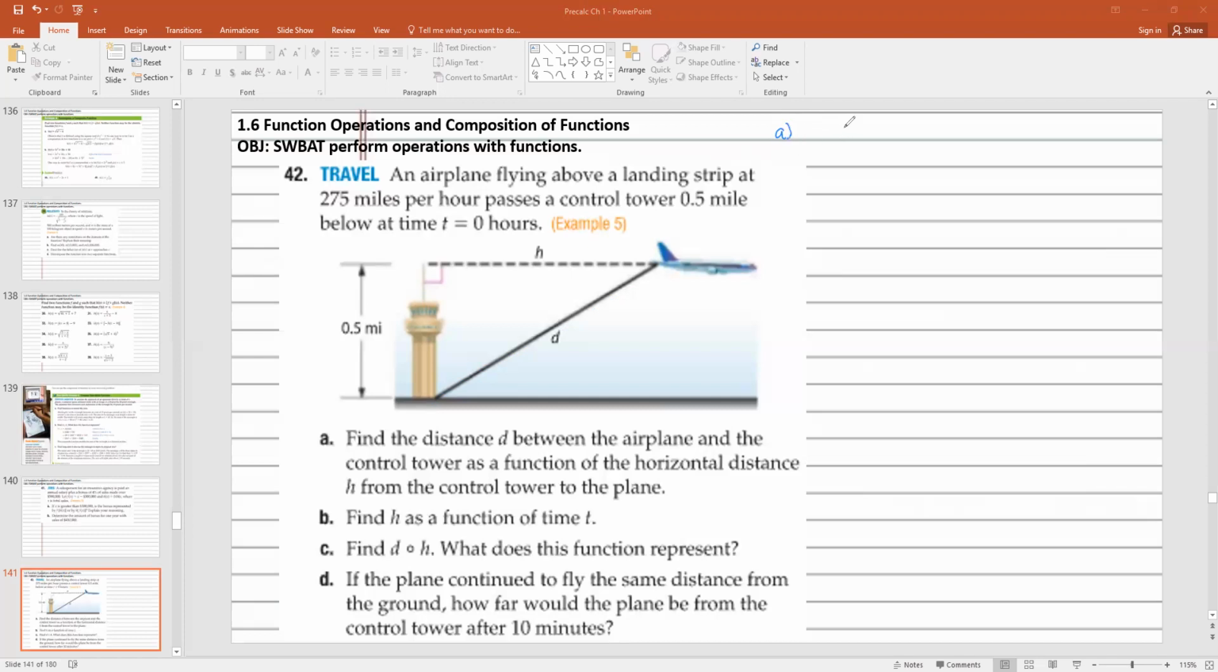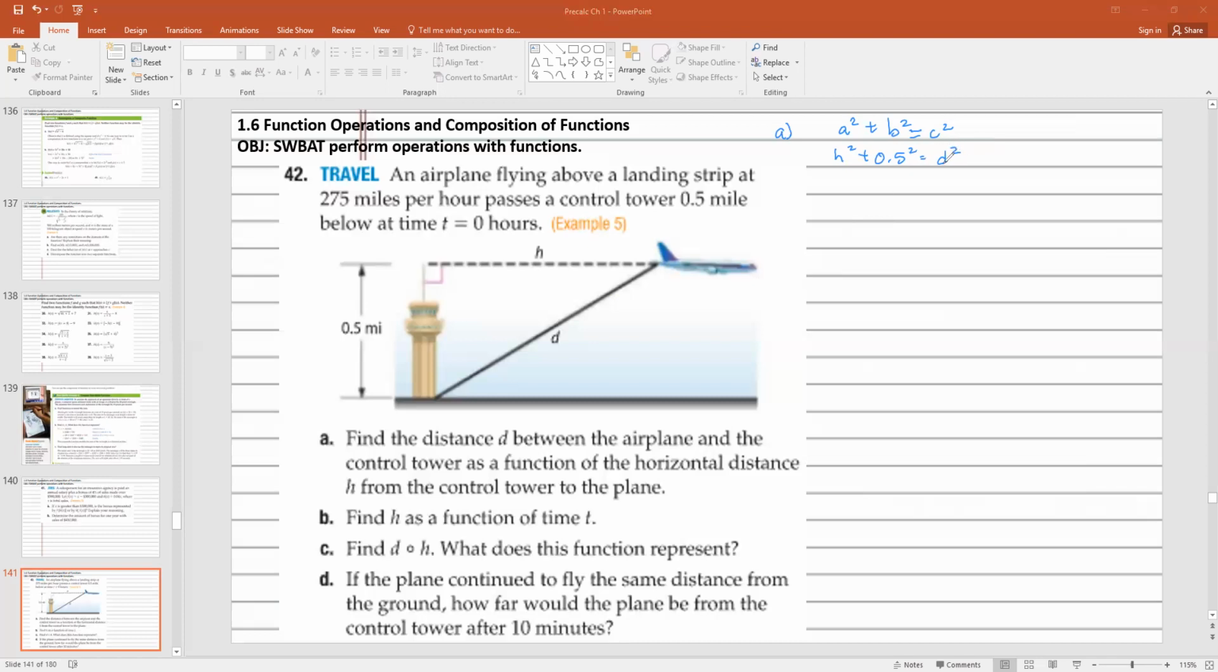Whenever you have a right triangle, Pythagorean theorem: a squared plus b squared equals c squared. And you're basically solving for d, so you could just plug in the values here. What do you want to let a be? Let's let a be h, let's let b be 0.5, and let's let c be d.